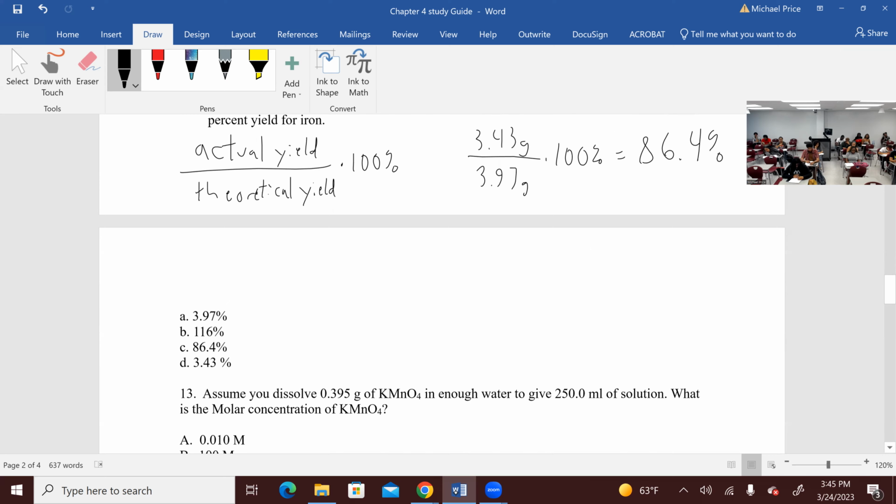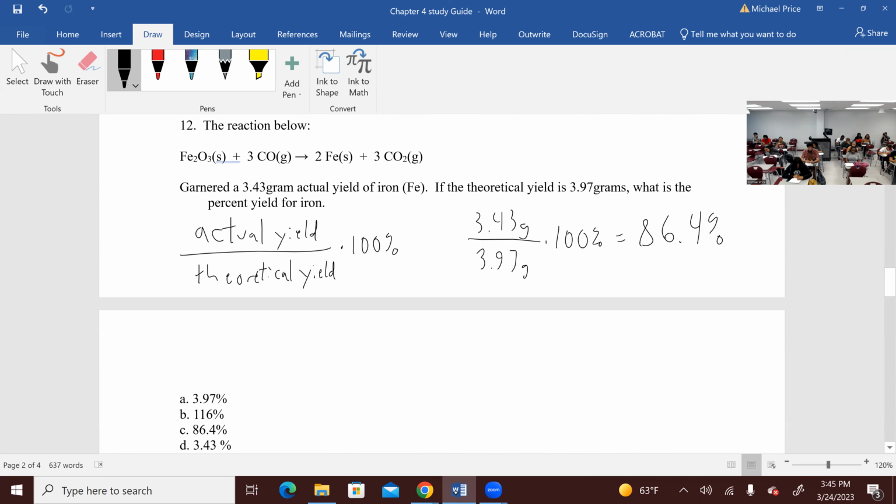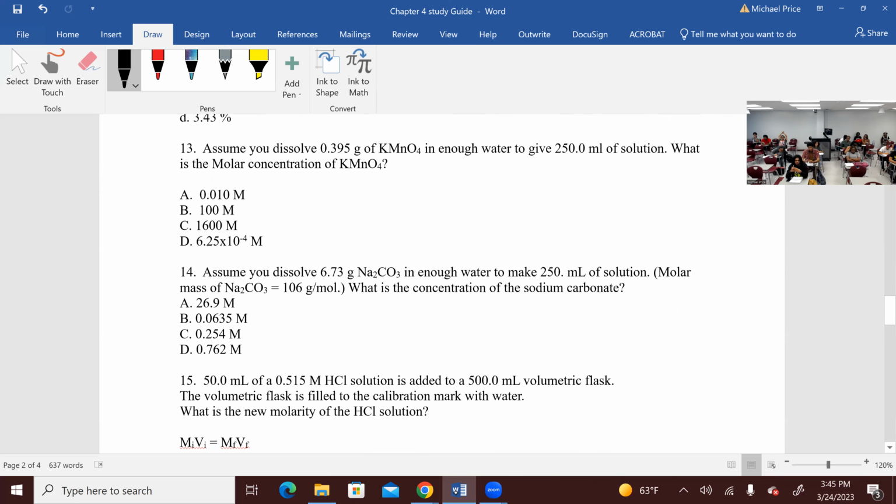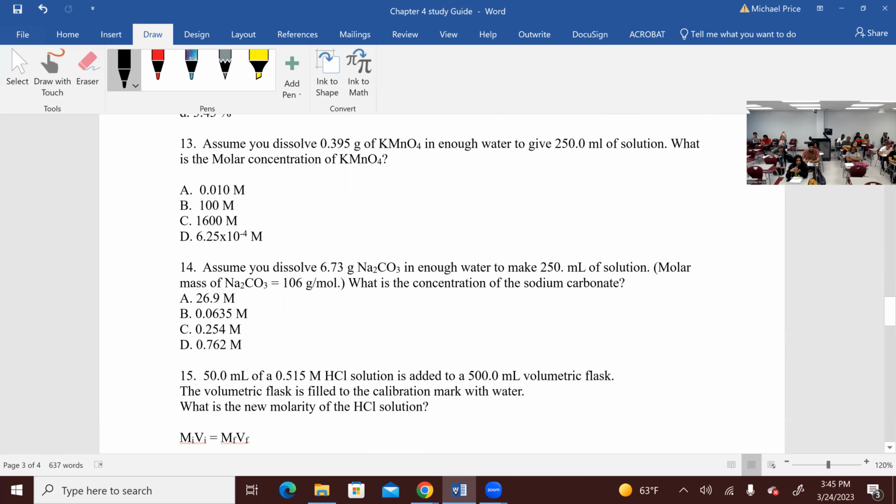Do y'all see that? Guys, this is free 5 points, 5 or 6 points. Nobody here is going to get this problem wrong on the test, right? Guys, if y'all get that wrong, I'm going to talk about you some often.